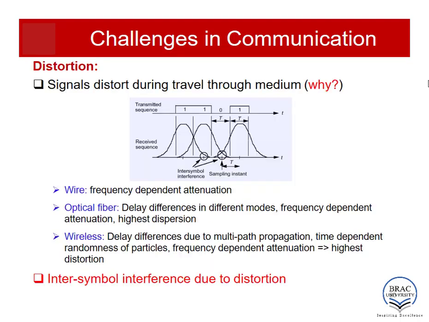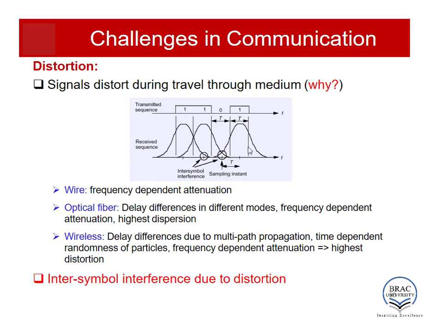Another problem we encounter is distortion. When a signal passes through a channel, the signal gets distorted. It doesn't matter if the channel is a wire, optical fiber or wireless medium, distortion takes place. In the case of wireless medium, due to multipath propagation, time-dependent randomness of particles, and also due to different attenuation of different frequency components of a signal, wireless medium experiences the highest distortion. Due to distortion, inter-symbol interference happens.